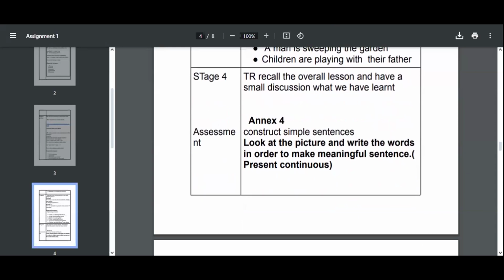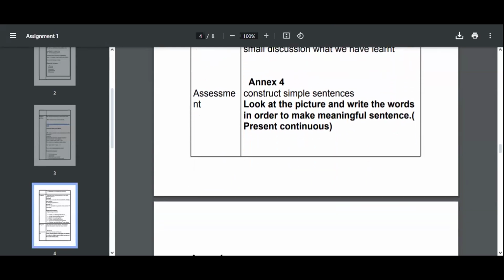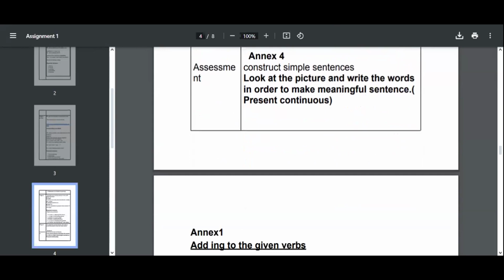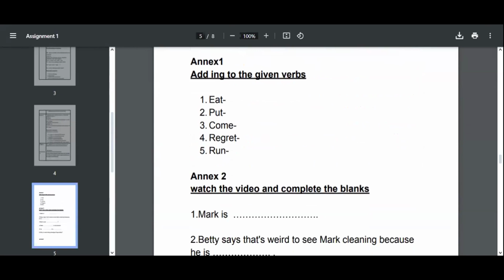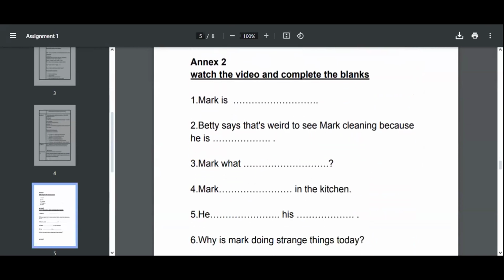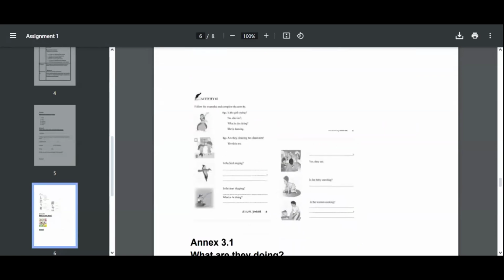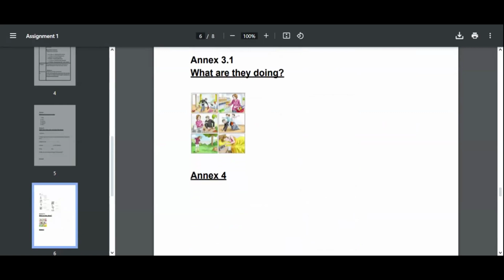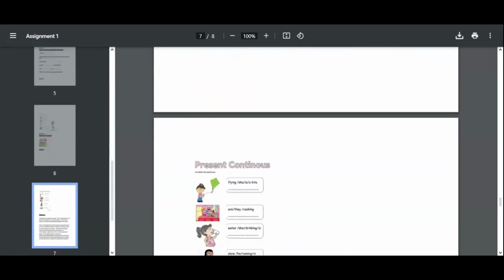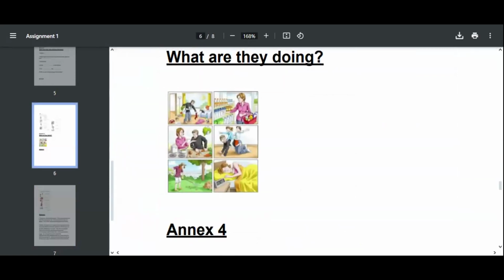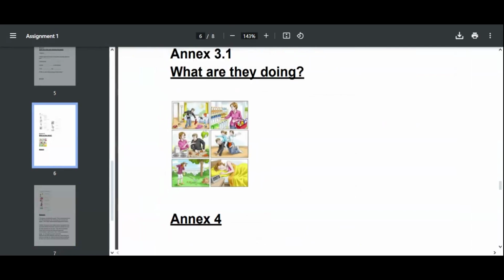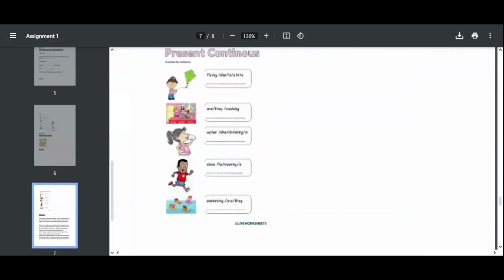Stage 4, the teacher recalls the overall lesson and has a small discussion on what we have learned today. Assessment, Annex 4: construct simple sentences, look at the picture and write the words in order to make meaningful sentences in present continuous. So these are the annexes: adding ing to the given verb, this one is the activity. And Annex 2, watch the video and complete the blanks. And Annex 3, that is the activity I got from the workbook. Annex 3.1, this is the picture they have to describe in their own words. Can you please enlarge it? Annex 4 is the assessment.